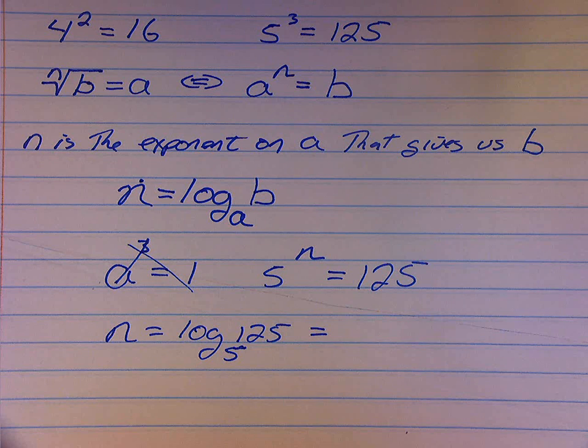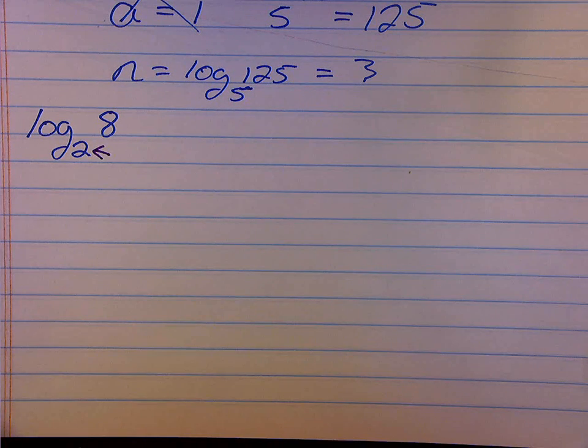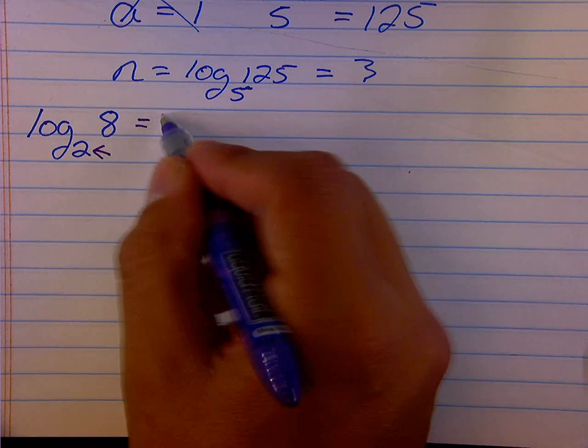This we know how to calculate. 5 to the first is 5. 5 squared is 25. 5 cubed is 125. So the exponent I'm looking for is 3. That's the exponent I put on a 5 to get 125. Let's look at this logarithm. First of all, I'm going to read what I'm looking for. I'm looking for the exponent I place on a 2 to get the value 8. That exponent is going to be a 3.